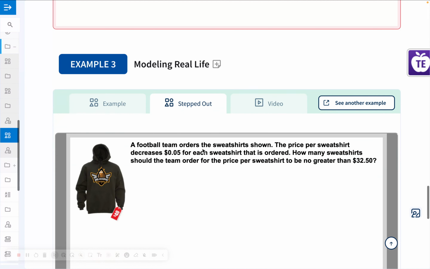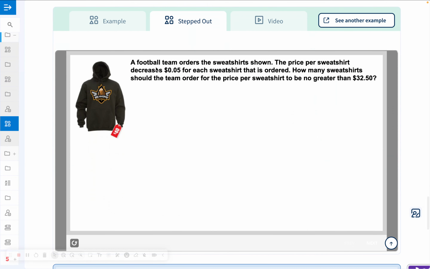Last one. Okay, football team orders the sweatshirts shown. The price per sweatshirt decreases by 5 cents for each sweatshirt that is ordered. How many sweatshirts should the team order for the price per sweatshirt to be no greater than? If it is no greater than, okay, that means it's not that, it's the opposite. It is less than or equal to.